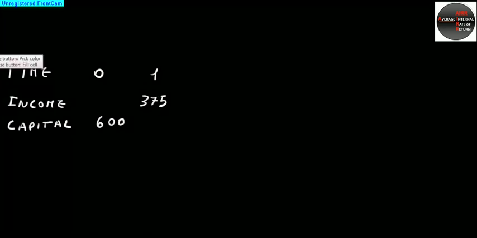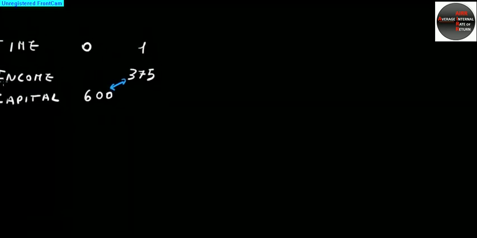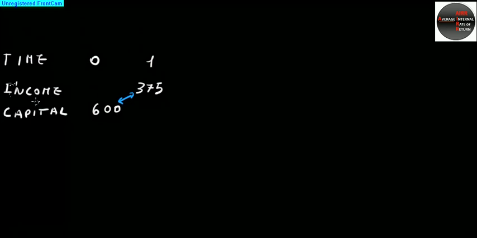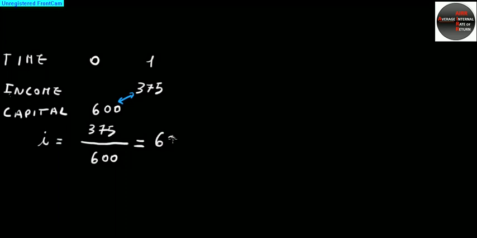What is the rate of return of this one-period project? Simply, the rate of return is an amount of return per unit of invested capital. So we simply have to divide the profit by the capital. Let us denote the rate of return as I. And we divide 375 by 600. That makes 62.5%.